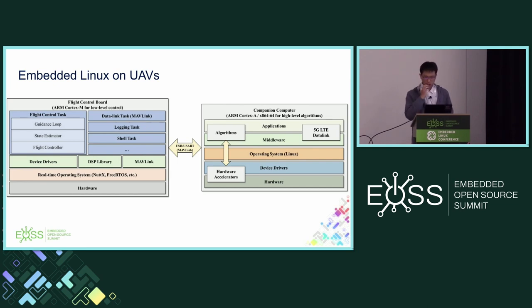The companion computer is usually running a Linux operating system, so you can run high-level algorithms on Linux, with a 5G LTE data link. And currently, there are many SoCs that provide hardware accelerators like AI accelerators, so applications can utilize these hardware accelerators to accelerate workloads like deep learning algorithms.